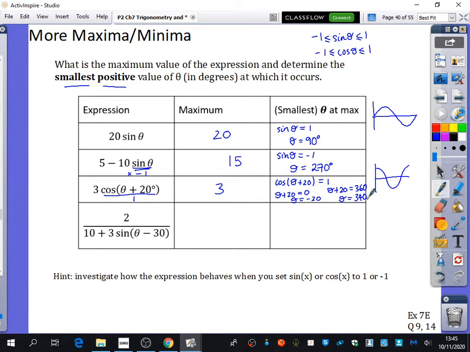Just think about why that's true. If theta was minus 20, you would have done minus 20 plus 20, you get cos of 0, which is equal to 1. Or if theta was 340, you'd have 340 plus 20, which is 360, and cos of 360 is also equal to 1. But we need to pick one of those answers. Which answer do we pick and why? 340, because smallest positive value. This one is not positive, so we will not be using this one here.